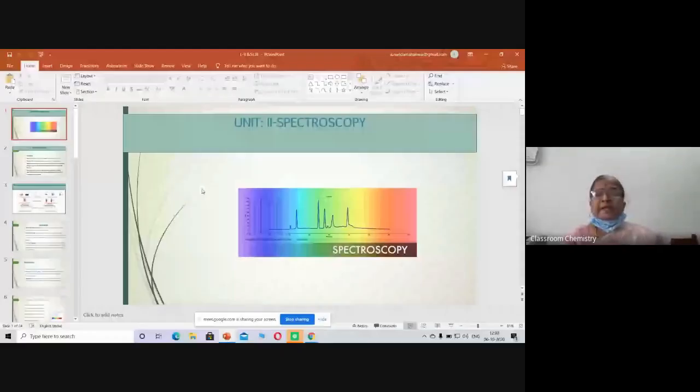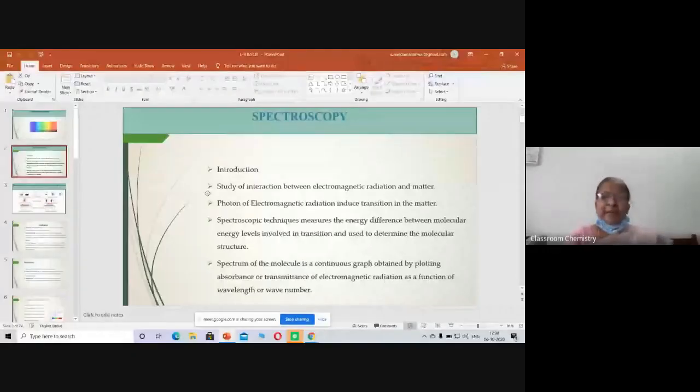Then consider the topic spectroscopy. What is spectroscopy? It deals with the interaction between electromagnetic radiation and matter. That is, spectroscopy is one of the branches which deals with the study of interaction between electromagnetic radiation and matter.